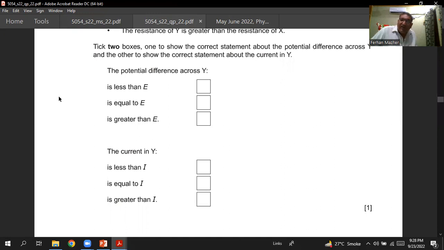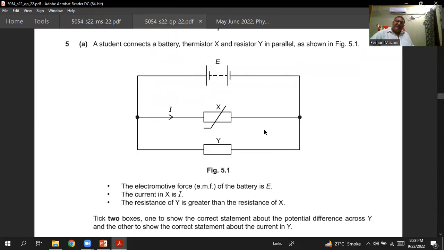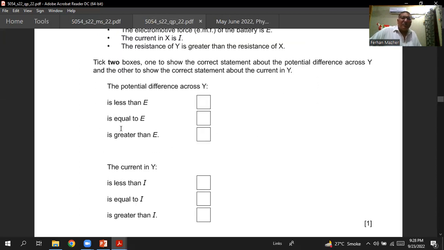The potential difference across Y: both of these are parallel to each other. When two things are parallel, it's a rule of electricity that both will have the same potential drop. Whatever the potential drop in this branch, the same will be the potential drop in the other branch. And they both are parallel to the battery. So the potential drop in each branch will be equal to the battery voltage, the EMF. So the potential difference is equal to E.